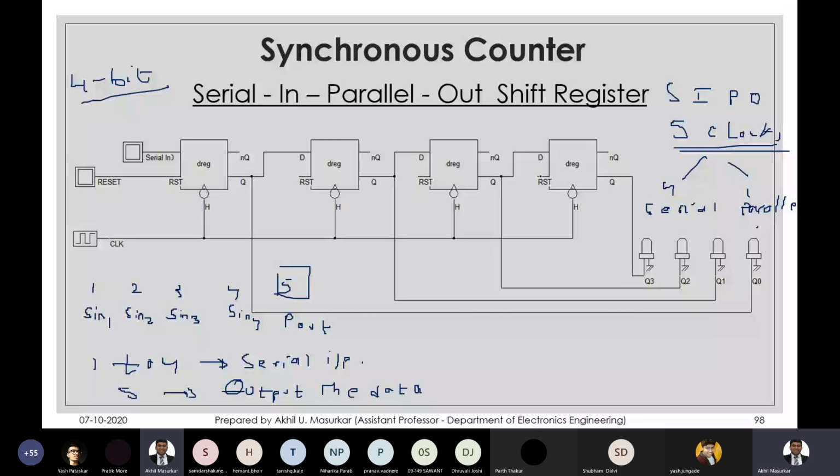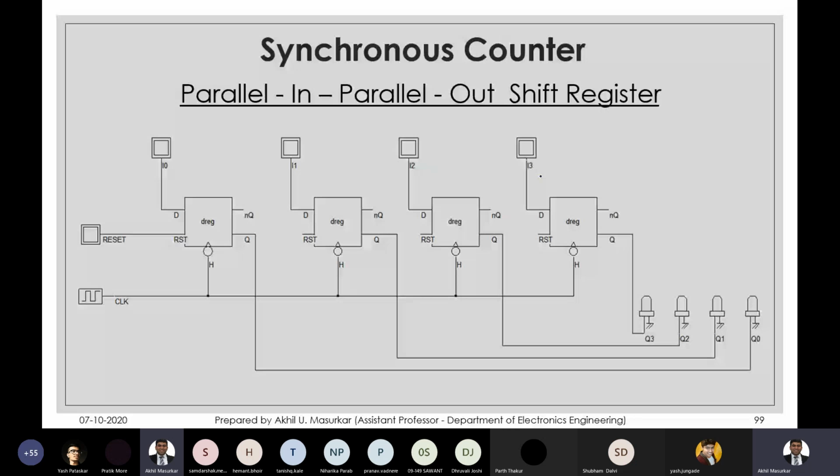Parallel in parallel out shift register. That means what? One clock I require to load the data, and one clock I require to read the data. So in one clock I will load I0, I1, I2, I3. I will load all of them parallelly, and in another clock I will read that data. So let's see the circuit.